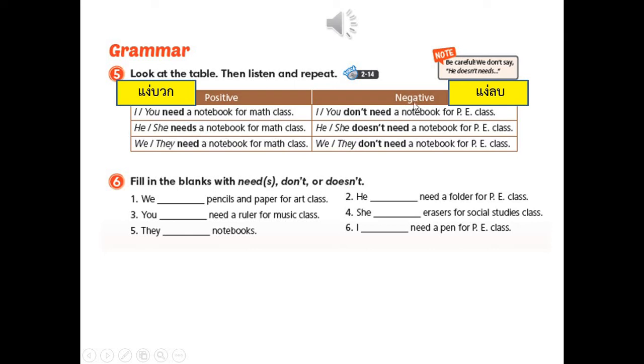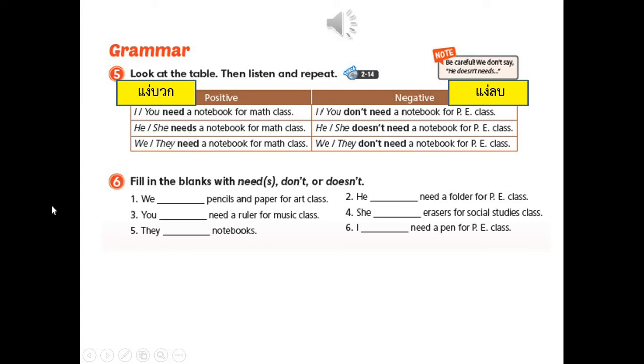Now, how about negative? When you say negative, you just add the word don't or doesn't. If your subject is I, you, we, or they, that's the time you use don't need. Now, if your subject is he or she, that's the time we use doesn't need. Again, doesn't need. He and she are singular subjects, while we and they are plural subjects. Do you understand that one?